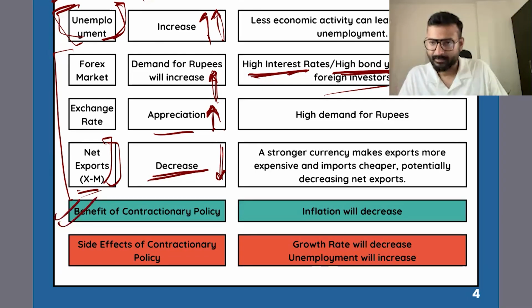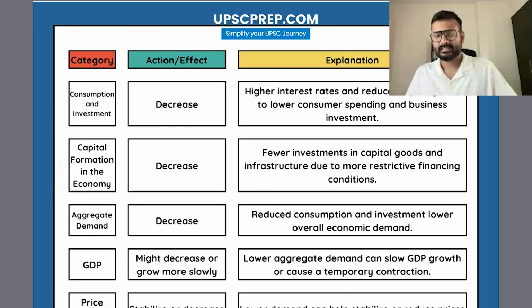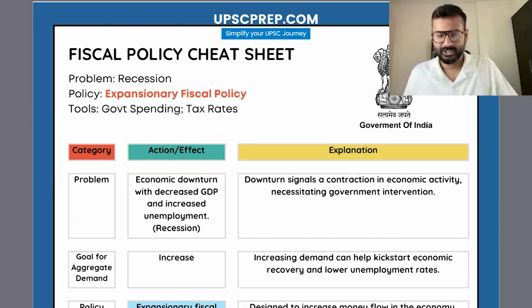So that was the prime problem that RBI was trying to tackle. तो inflation कम हो गया, लेकिन there are side effects, right? Growth rate भी कम हो जाएगा, unemployment बढ़ेगा. Next, let's come to the fiscal policy cheat sheet.